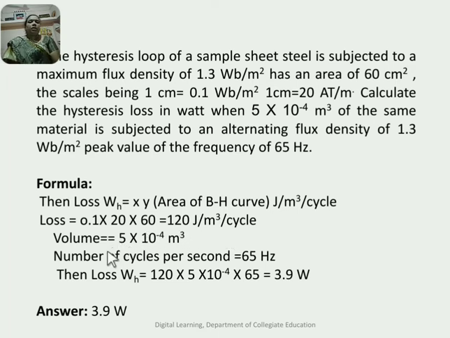Then next, volume of the steel is equal to 5 into 10 to the power minus 4 meter cube. Number of cycles per second is equal to 65 Hertz. Then loss is equal to 120 into volume 5 into 10 to the power minus 4 into frequency 65 Hertz. After simplifying this formula, we get the answer: the loss is equal to 3.9 watt.